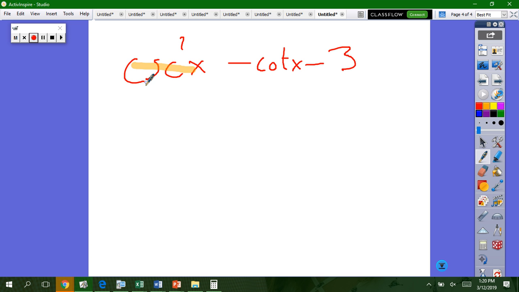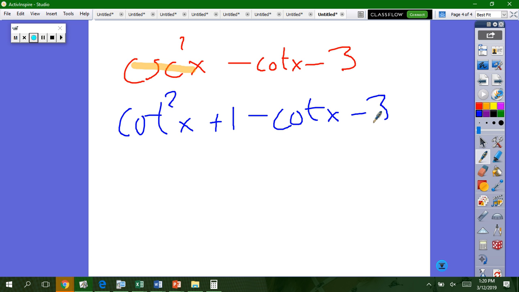Okay. Somebody tell me another name for cosecant squared. I'm going to switch it to cotangent squared plus 1, because they're equivalent. They're identities. That's our Pythagorean identity. If you would like to look on your paper, it's probably staring right at your face.